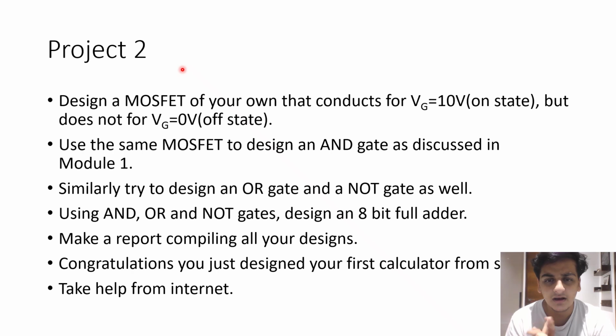That's the first task. The second task, if you remember in the first module, I discussed how you can design logic gates like AND gates purely using switches. So I want you to use this MOSFET to design an AND gate based on defining logic level of 1 as 10 volt and 0 as 0 volt. You design an AND gate. Similarly, you should try to design an OR gate and a NOT gate as well. And for this project, you can take help from the internet, see how these things are designed and all. It's meant to be for learning.